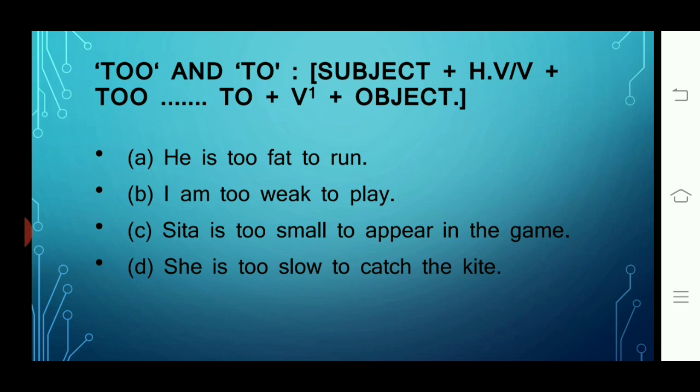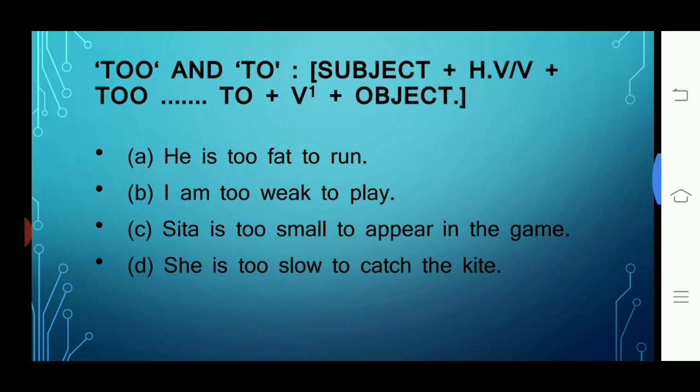As I mentioned before, this is very important. Why is this important? Because such types of sentences are the ones usually given in the exam. Why? Because here we have two, 'too' and 'to'. So both we have to remove. And in what way? 'Too' will be replaced by 'so', and 'to' will be replaced by 'that'. So how can we change it? That we will learn in the next slide.